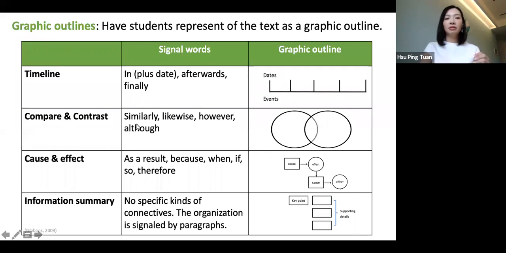However, if your text has some compare and contrast, then make sure you show them the signal words and they can put down or organize the information. So the graphic outlines are great because they can represent the information in the text. And to do so, students will have a chance to go back to the reading and to reread. And this time they need to reread more carefully in order to complete the graphic outline.